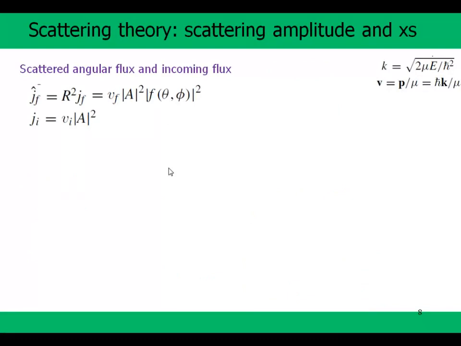So let's remind ourselves of this flux that I just had in the previous slide. We've got outgoing flux and incoming flux. This J hat, don't forget, is already the scattered angular flux, so it contains the angular component, the delta omega, and Ji just depends on the initial velocity of the particles. And so by definition, if I consider the number of scattering centers to be 1, the cross-section will just be given by the ratio of these two, and you see that it's basically a ratio of velocities times the scattering amplitude squared. So if we're talking about elastic scattering, what is the relationship between those two?